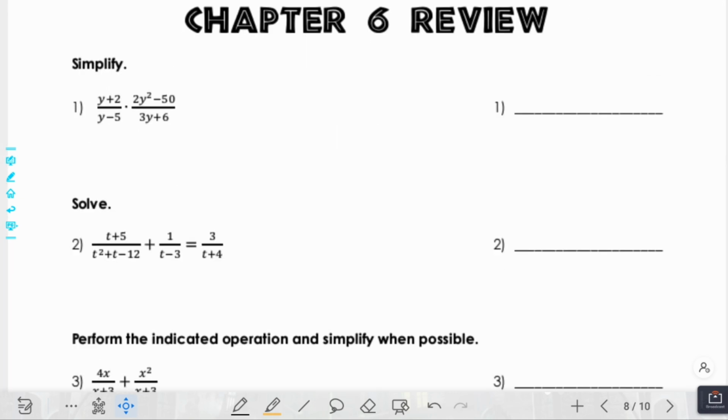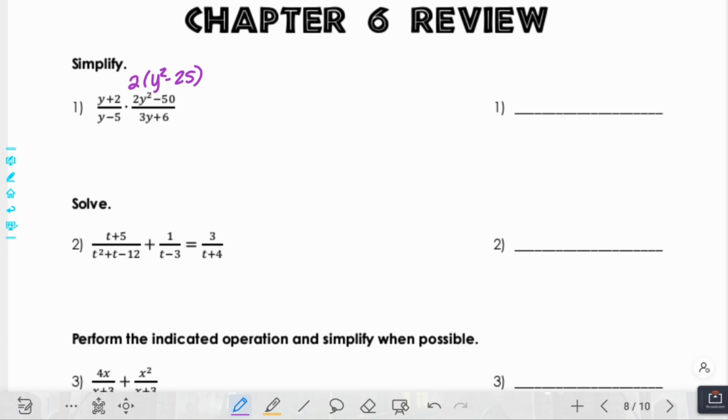You want to make sure on these questions that you factor every chance you get, things down to their most basic factors so that it's easier for you to see maybe what a greatest common factor is or what your least common denominator is. Looking at number 1, y plus 2, I can't factor out anything. However, on my 2y squared minus 50, I can take a greatest common factor out of 2, and I'm left with y squared minus 25.